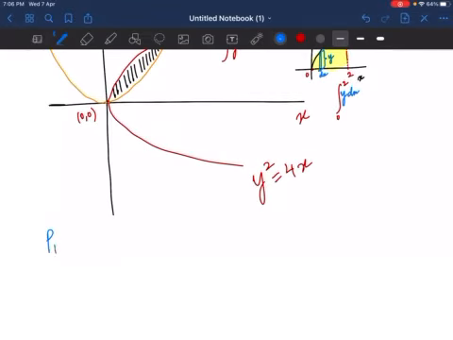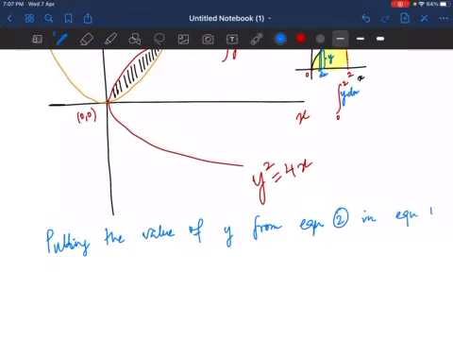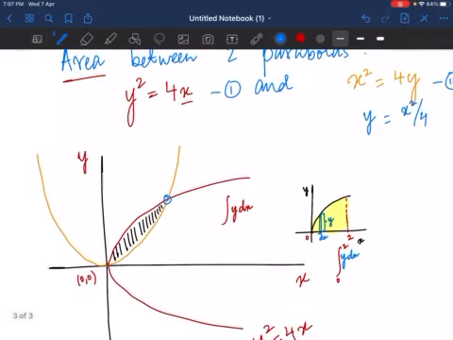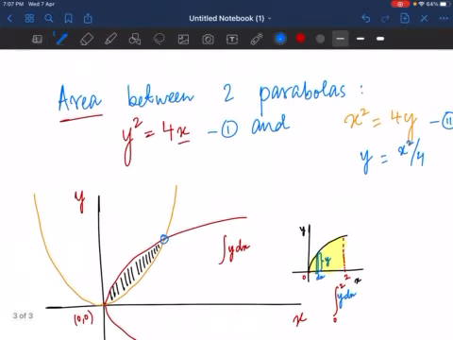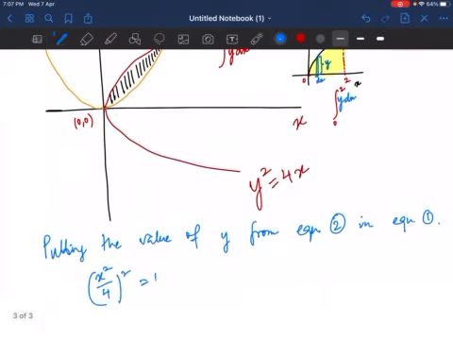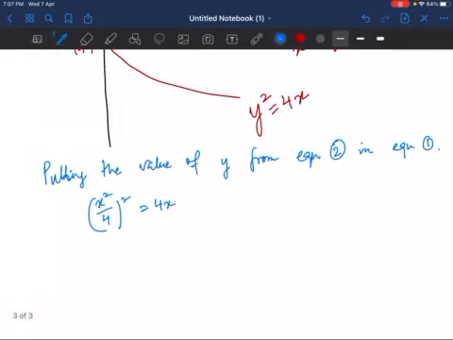So write down: putting the value of y from equation 2 in equation 1. If I put the value of y from equation 2 into equation 1, what do I get? In place of y square, I will write x square by 4 whole square. So I get x square by 4 whole square is equal to 4x. So we have to solve this equation and find the value of x and y.